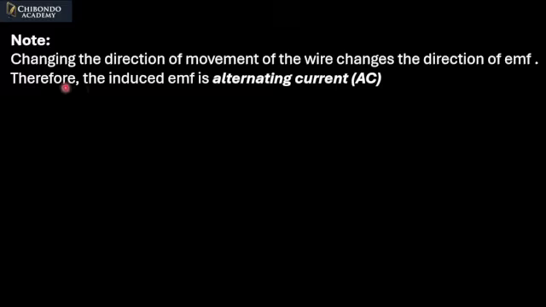Take note of that. Changing the direction of the movement of the wire changes the direction of the electromotive force. Therefore, the induced electromotive force is alternating. You might observe that we use the terms induced alternating current and induced electromotive force. What is actually induced is the electromotive force, but the type of current produced is alternating current. So what effect does this electromotive force have? It has an effect on the current which is produced. So why is the current produced an alternating current?